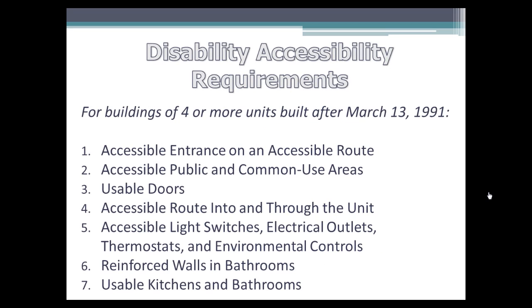Both privately owned and publicly assisted housing, regardless of whether they are rental or for sale units, must include features of accessible design if it's a new building. So the Federal Fair Housing Act requires that new multifamily apartment buildings of 4 or more units built for first occupancy after March 13, 1991, must comply with these requirements.